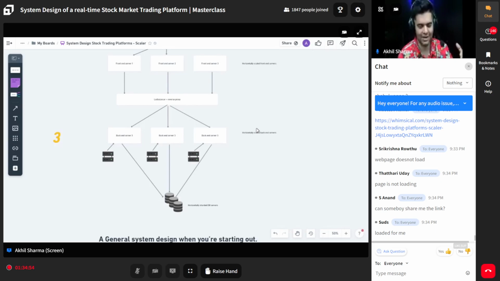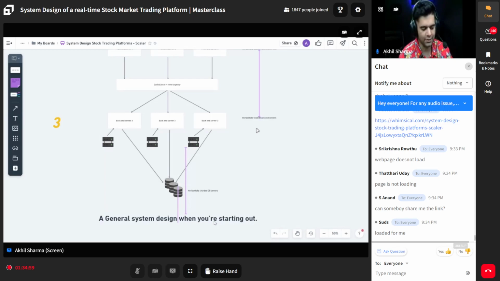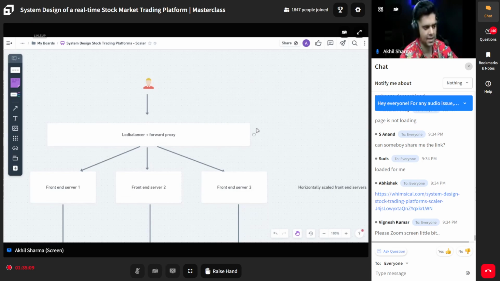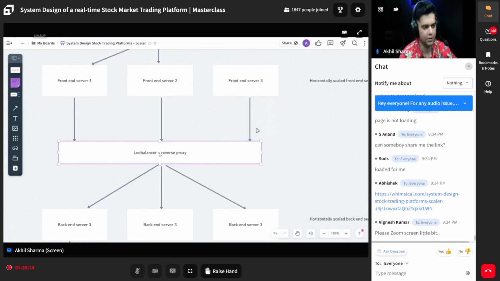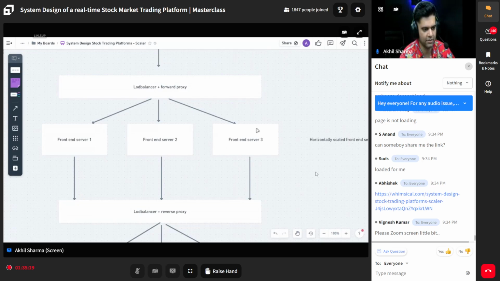So let's say when you go to YouTube and you pick up any project, like a React and Node.js e-commerce project, the very basic system design that you understand of how systems work is this. You would have a load balancer and a forward proxy. You would have multiple front-end servers. You would have a load balancer, a reverse proxy. We've all learned about forward proxies and reverse proxies. So at the server side, there'll be a reverse proxy and you'll have multiple backend servers.